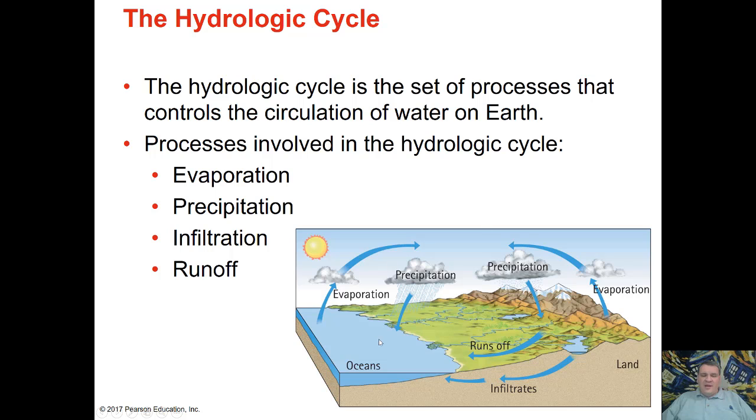Now, something I want to point out is in this process of evaporation, we actually produce fresh water. So all of the fresh water actually comes because of precipitation. The salt gets left behind as the water evaporates, so the clouds are actually going to be made of fresh water.